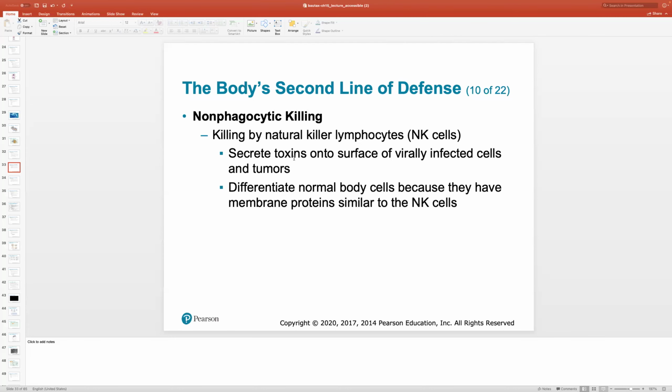And then there are the natural killer cells. They're lymphocytes, and they secrete toxins onto the surface of virally infected cells. So when you see the natural killer lymphocytes, you've got viruses. They differ from normal body cells because normal cells have membrane proteins similar to the natural killer cells.